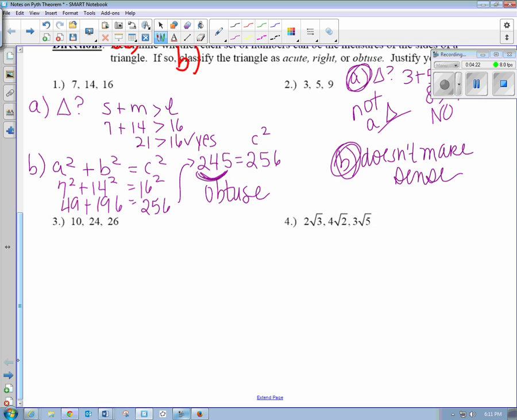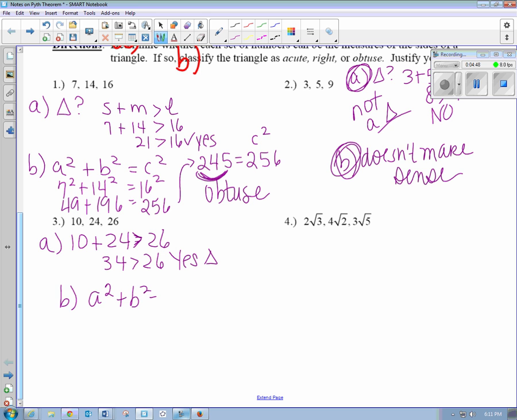In part 3, I have to test to see if it is a triangle. So is 10 plus 24 greater than 26? Is 34 greater than 26? Yes. So this is a triangle. Then I have to tell what kind of triangle it is. So I'm testing the a squared plus b squared, and I'm testing to see if it's equal, or if a squared plus b squared is bigger, or if it's smaller.